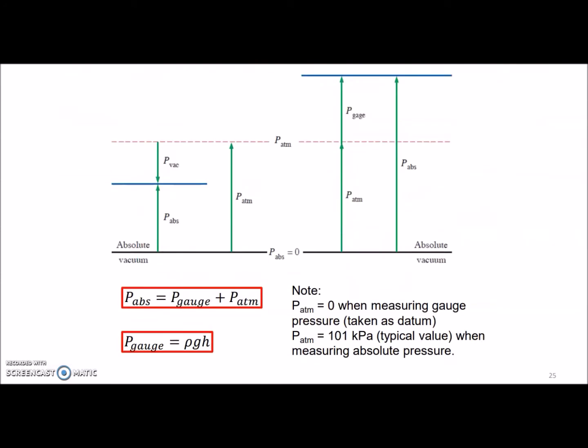As stated here, absolute pressure is gauge pressure plus atmospheric pressure. Gauge plus atmosphere gives us absolute pressure. The typical value for atmospheric pressure is 101 kilopascal. Atmospheric pressure is 0 when measuring gauge pressure at datum. When at datum, the gauge pressure is 0.